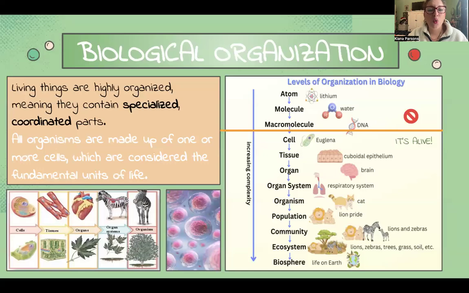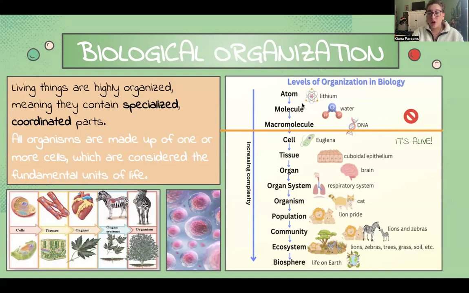So, biological organization, uncharacteristic of living things, what we're talking about. Living things are highly organized, meaning they contain specialized coordinated parts. All organisms are made up of one or more cells, which are considered the fundamental units of life. So, if we're looking at levels of organization in biology, we can start before life. We can look at the atom.